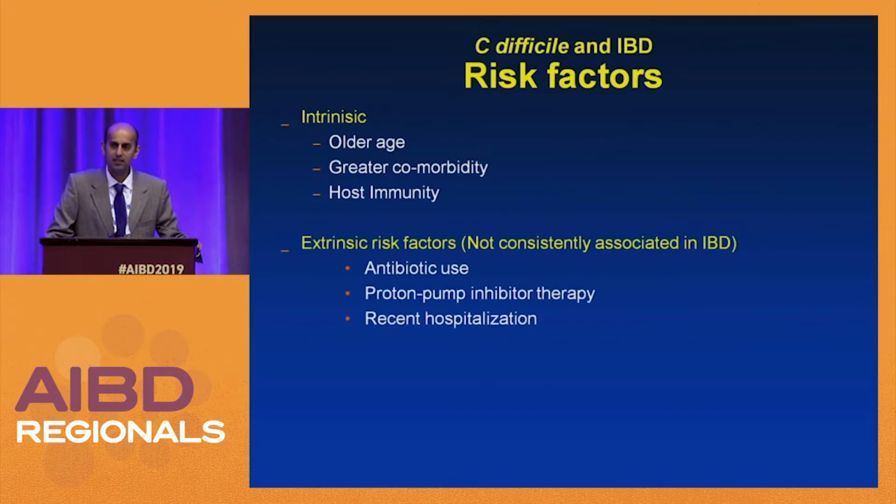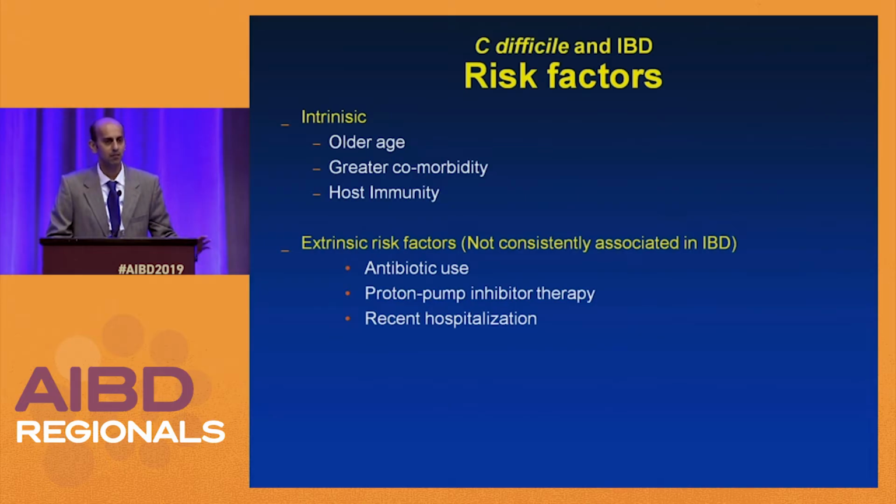There are a number of extrinsic risk factors as well that are not specific to patients with IBD but are important in this population as in any population. So antibiotic use, as we saw, is a common risk factor for C. diff infection, but up to a quarter to a third of patients with IBD may not have this risk factor, so it's important to not think of it as exclusively linked with C. diff. Proton pump inhibitor use has also been reported in some studies to be associated with C. diff infection, as has recent hospitalization.